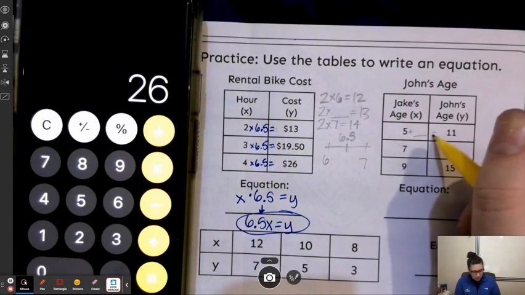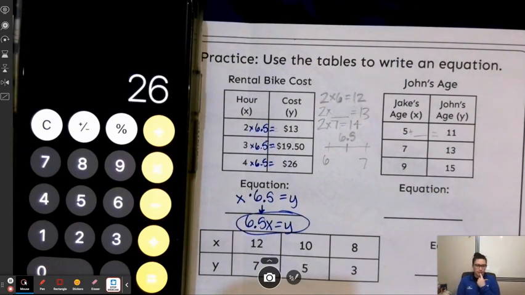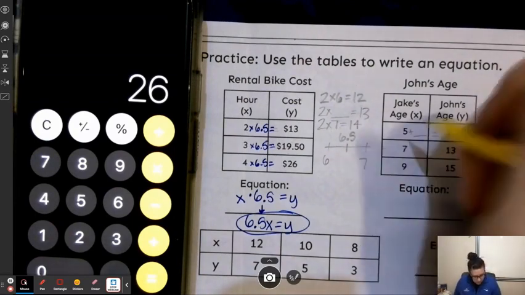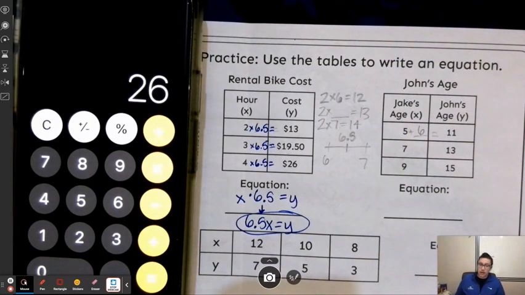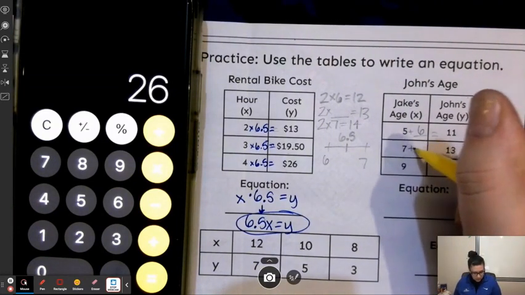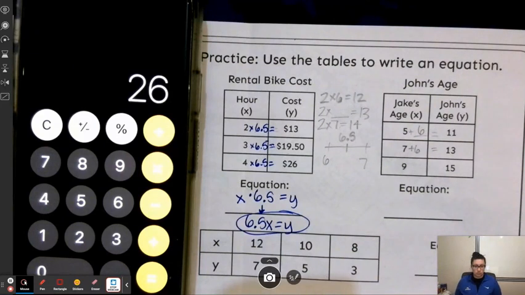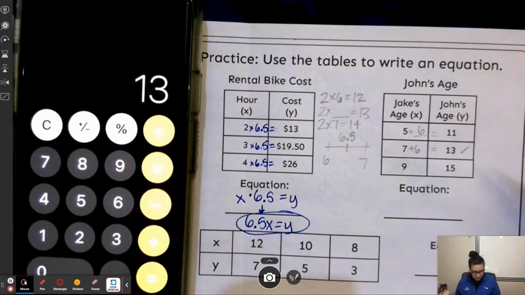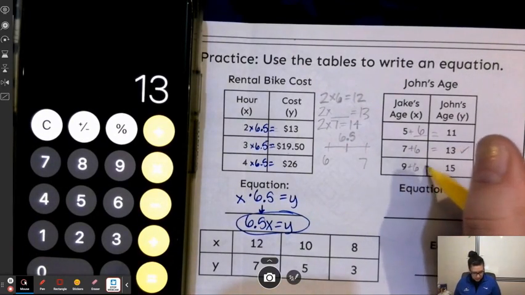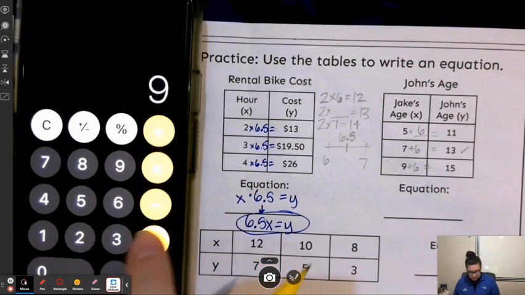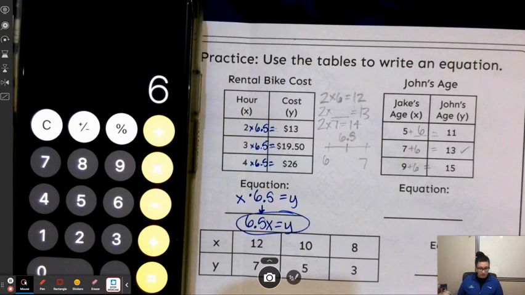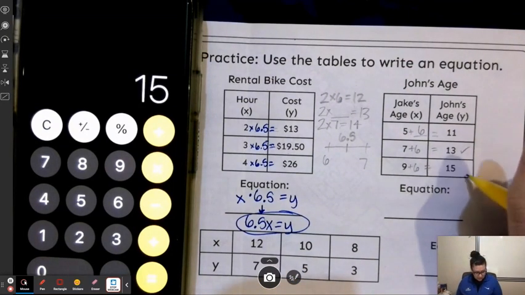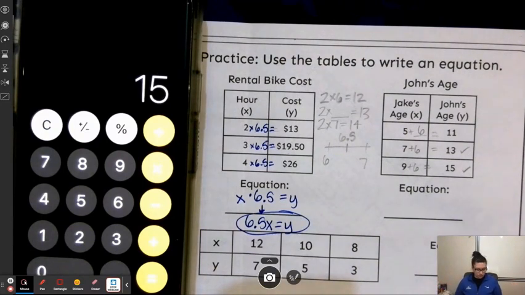5 plus what would give me 11? 5, 6, 7, 8, 9, 10, 11. So 5 plus 6 is equal to 11. Let's see if this pattern works. What's 7 plus 6? No shame in the calculator game. Double check it. 7 plus 6, that equals 13. That's right. What's 9 plus 6? Does 9 plus 6 equal 15? It sure does. So this rule checks out with addition.